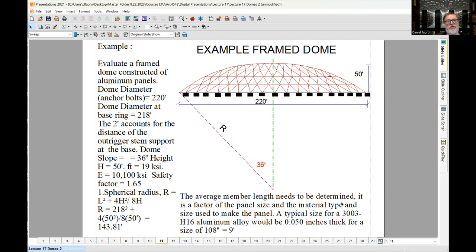The average member length needs to be determined. Typical size for these sorts of panel elements for something like this might be aluminum alloy, about 0.05 inches thick. And the maximum size would be about 9 feet. The sheet that would make up these surface elements if you were putting a cladding on it, in other words, not glass, but a physical material cladding.